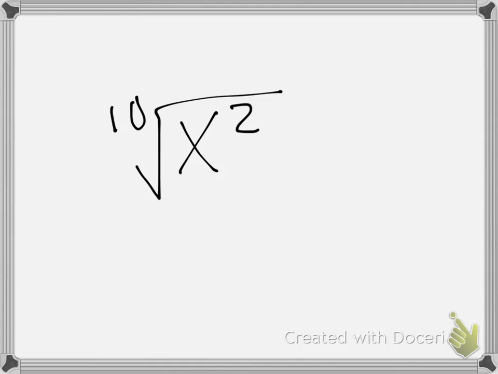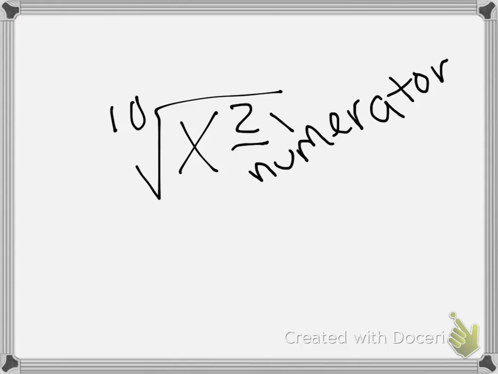Okay, so I'm going to do a very simple example of this. So we're going to do x squared, the square root of 10. Now, in this case, your 2 would be your exponent, would be your numerator. And your root right here would be your denominator.